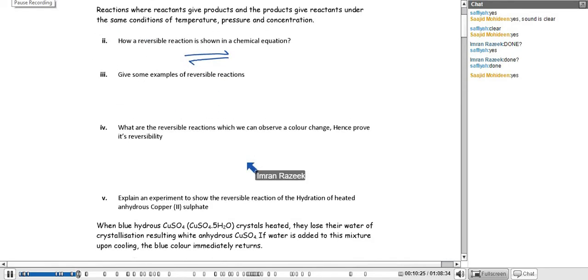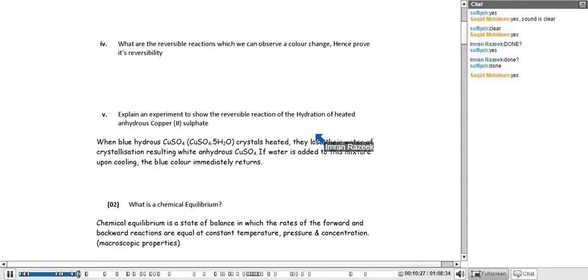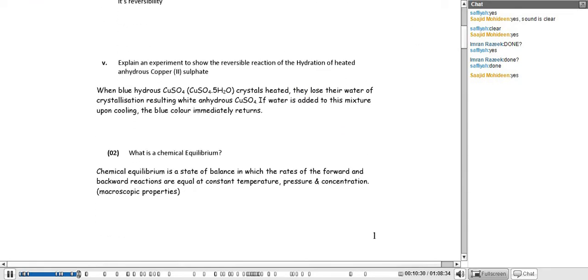Explain the experiment to show the reversible reaction of hydration of heated anhydrous copper(II) sulfate. When blue hydrated copper(II) sulfate, which is copper(II) sulfate pentahydrate crystals, is heated, it loses its water of crystallization, resulting in white anhydrous copper sulfate. If water is added to this or it is cooled, the blue color immediately returns.